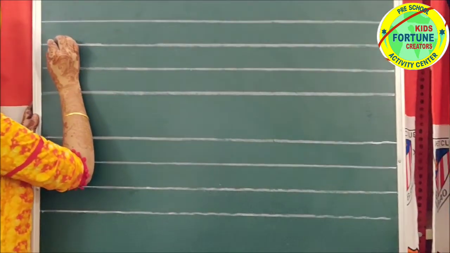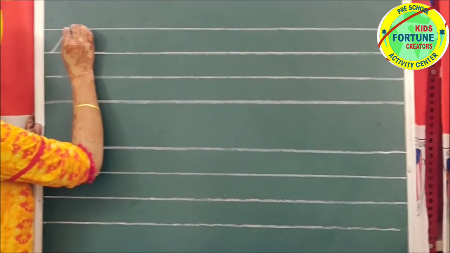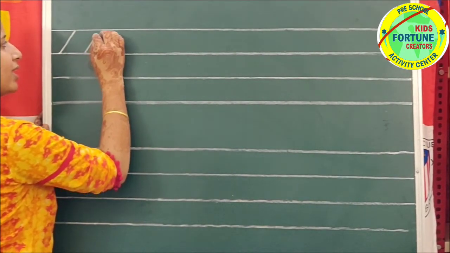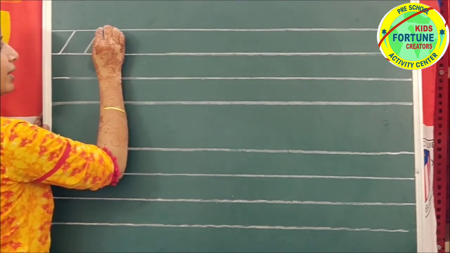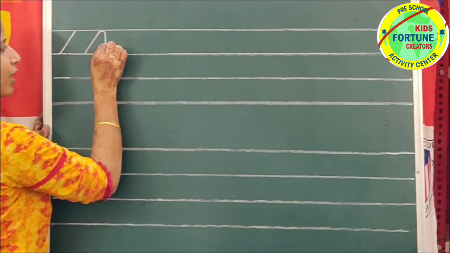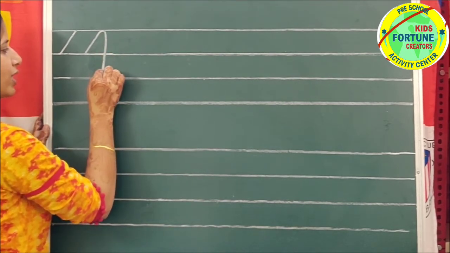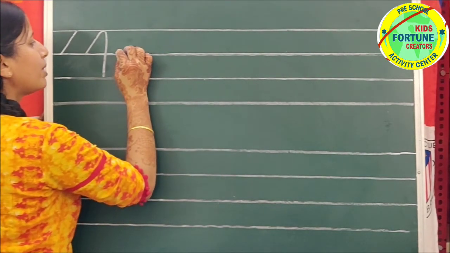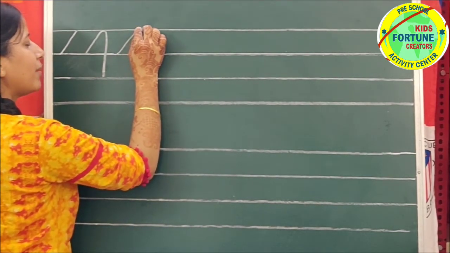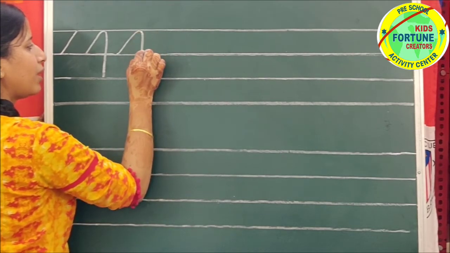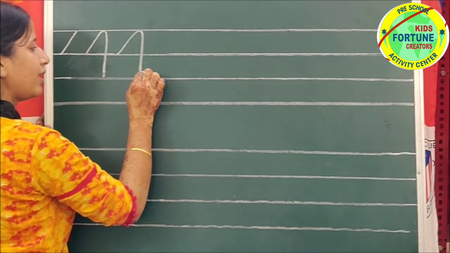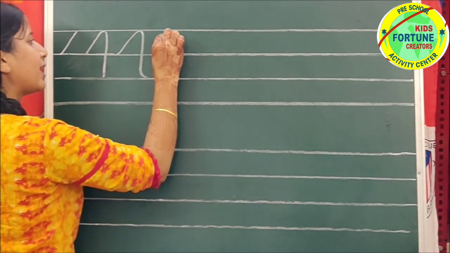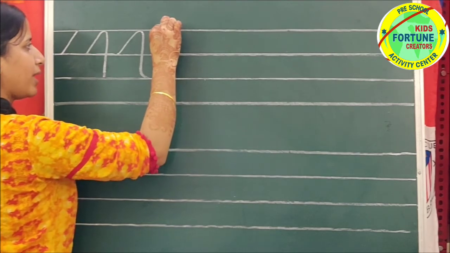Go up with slant line till top line. Make a small curve and come down with a straight line till third line. Go up with slant line, make a small curve and come down with a straight line, make a curve and go up with a standing line till top line.